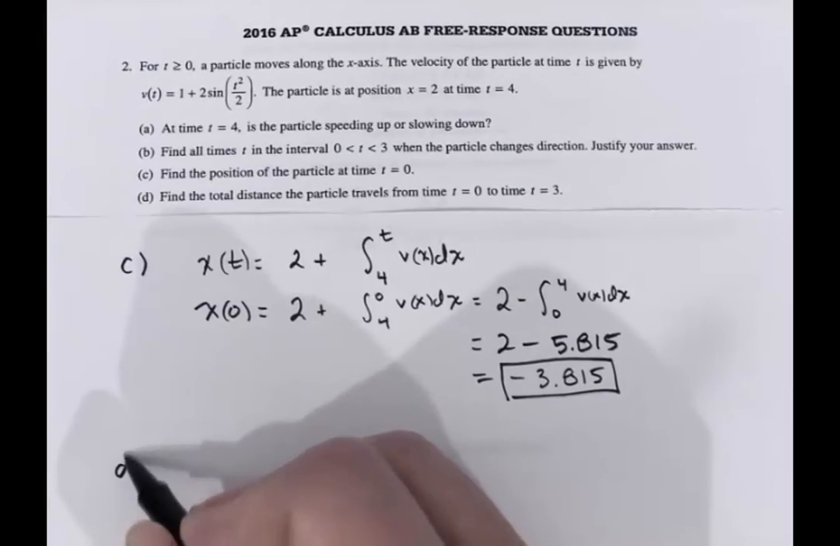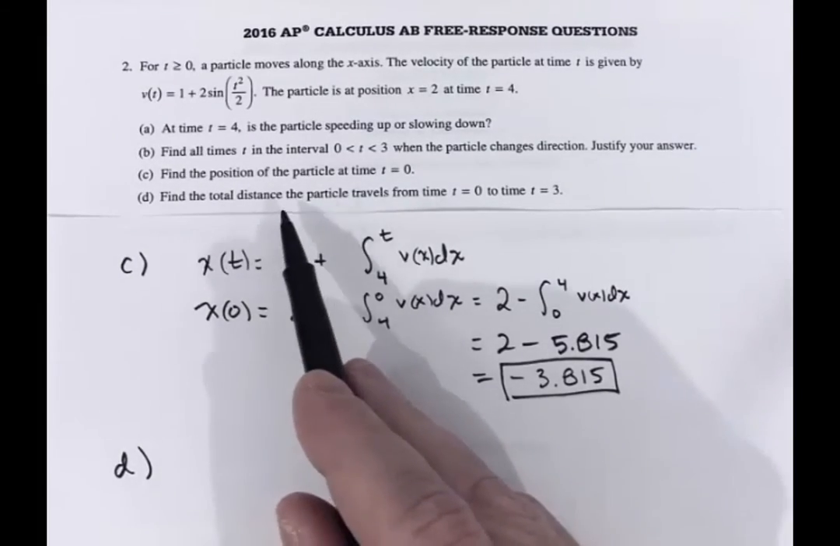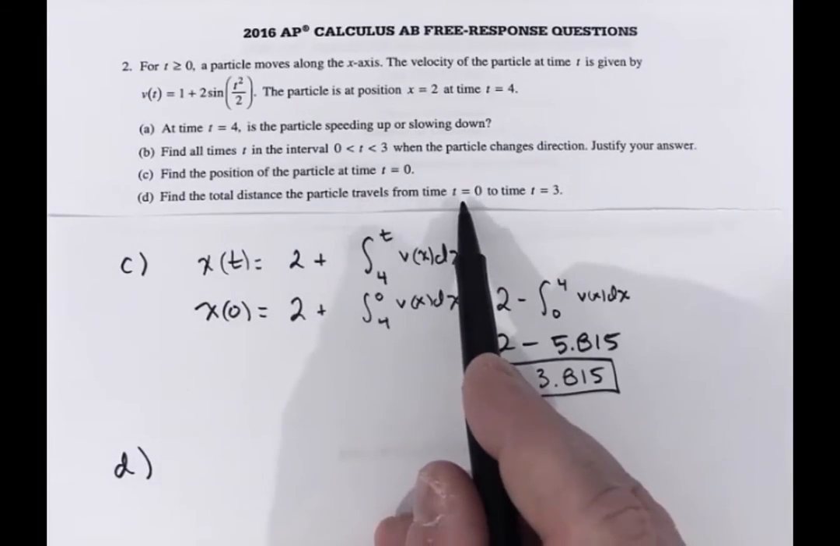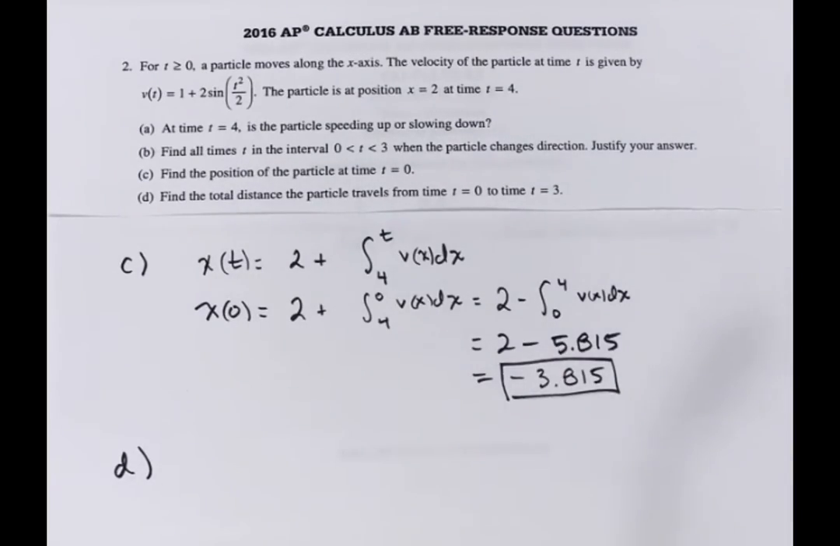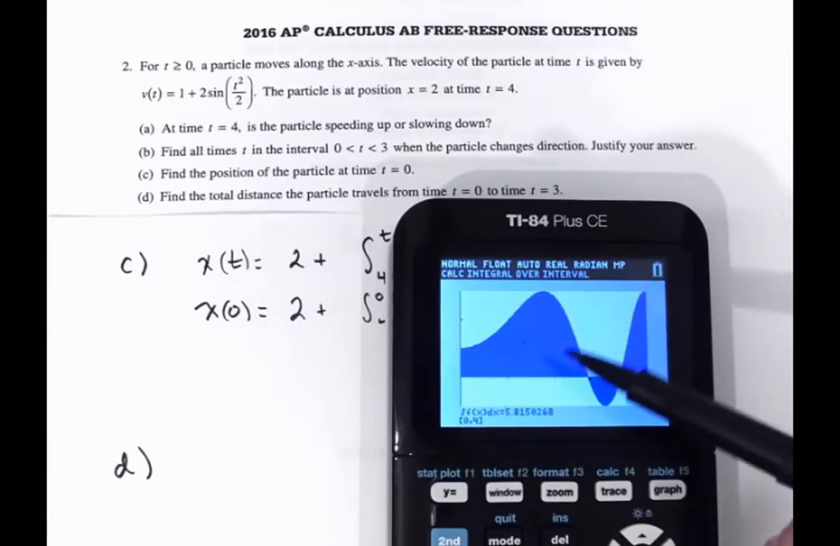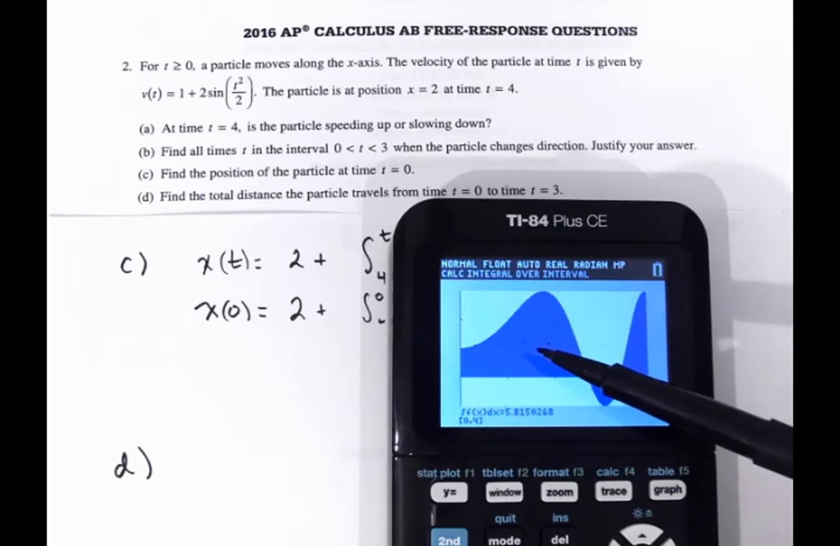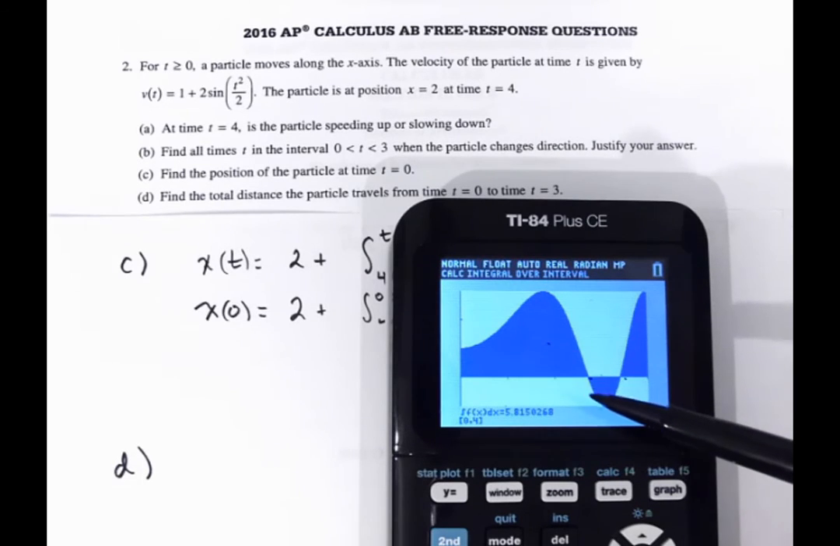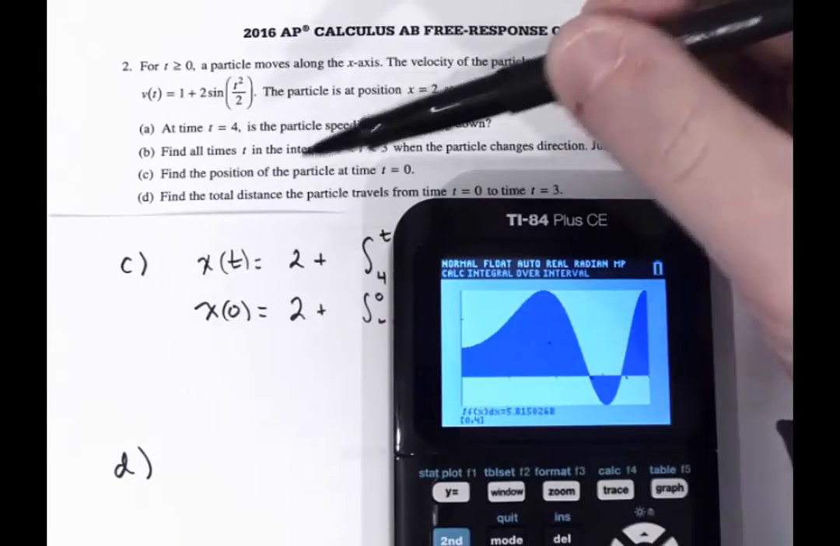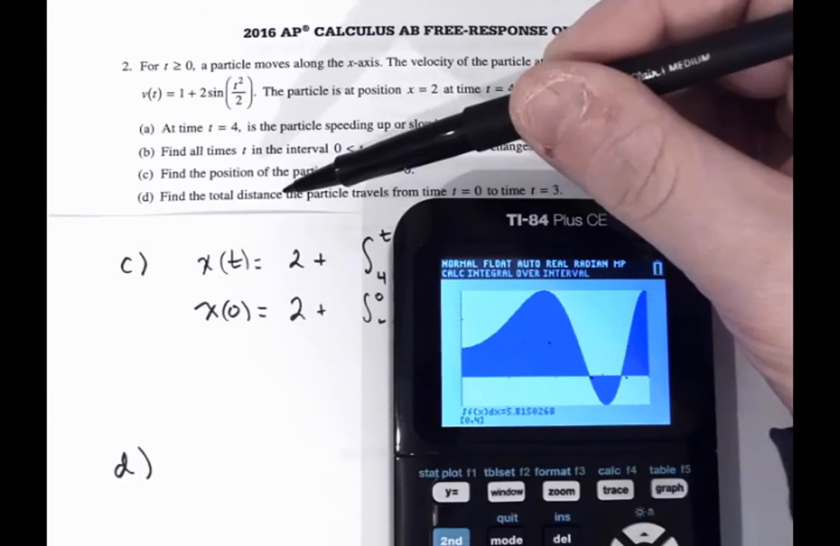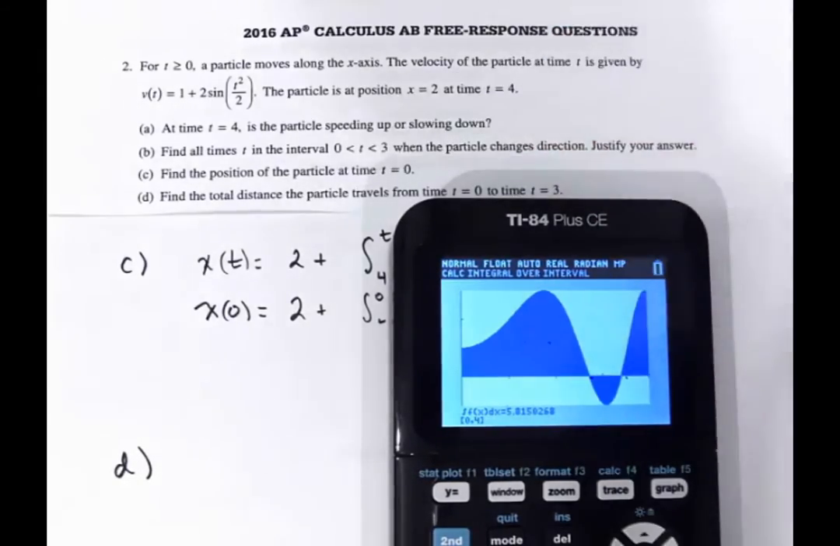Okay, last part, part D. Find the total distance the particle travels from time equals 0 to time equals 3. So again, consulting our picture here, I can see that there are times when the velocity is positive and times when the velocity is negative. So there's places where it moves forward and there's places where it moves backwards. So I just need to add up the absolute value of the velocity to figure out what the total distance traveled is. It's important to do absolute value, otherwise I would be finding displacement.